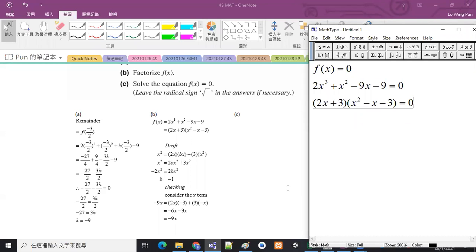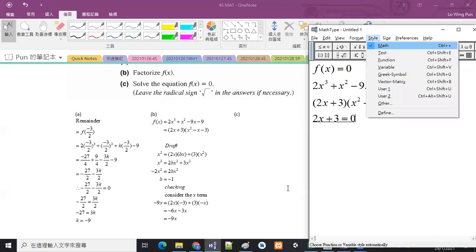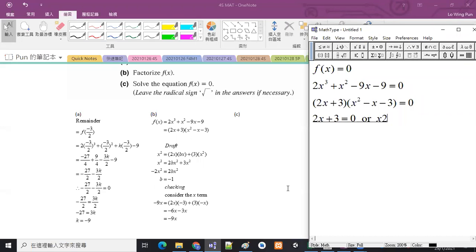The product of two brackets is equal to 0, means that we can split the equation into two parts. The first bracket is equal to 0, or the second bracket is equal to 0. Okay, the first bracket equals 0 is a very simple equation. So x is equal to negative 3 over 2. Okay, so that is the first answer. Remember, solve the equation means to find the x. How about the second one?